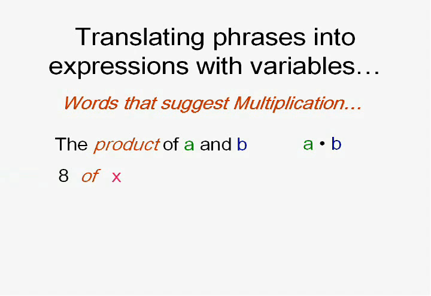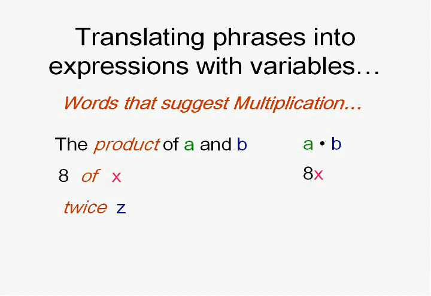The word of will always mean multiplication. 8 of x could be written 8 times x or 8x. Just remember of. I always tell people, you know those cartons that eggs come in? If you have 2 of those cartons, you know you have 24 eggs, because you have 2 of them. You have 2 times 12. You do it in your mind very quickly. But 2 of 12, so 2 times 12. So of always means times in math.